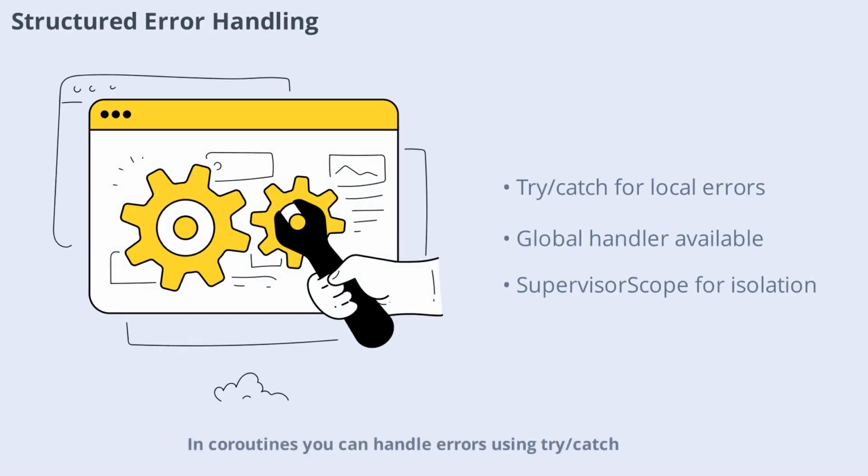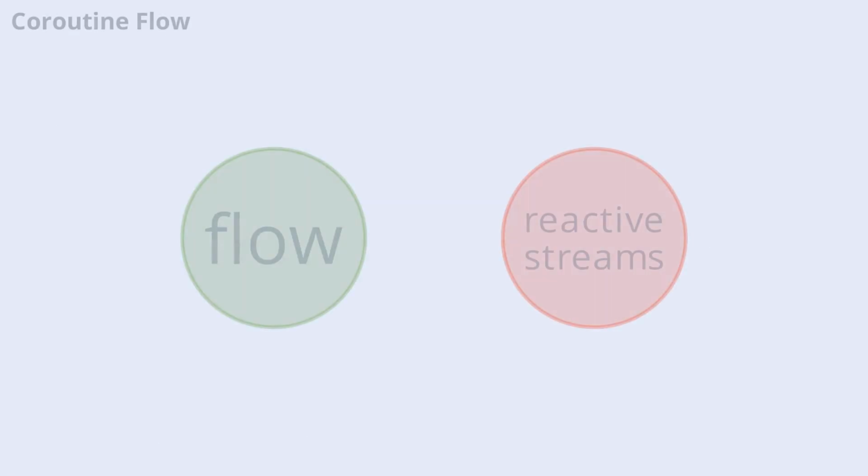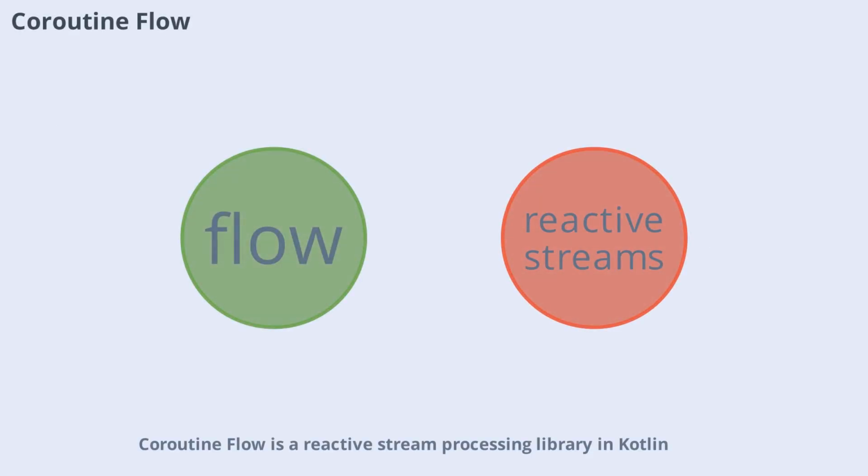In coroutines, you can handle errors using try-catch blocks or by setting a global coroutine exception handler. For more advanced scenarios, supervisorScope or SupervisorJob can isolate failures so one failing child doesn't cancel the entire parent scope. Coroutine Flow is a reactive stream processing library in Kotlin.